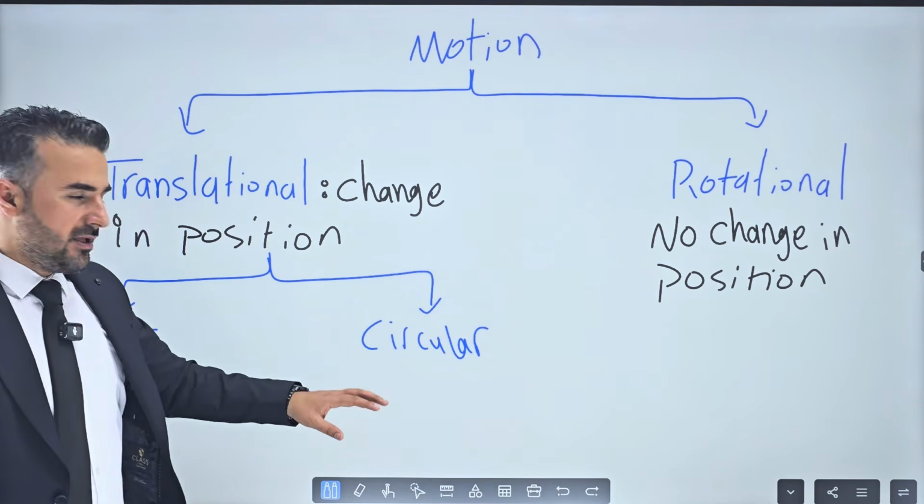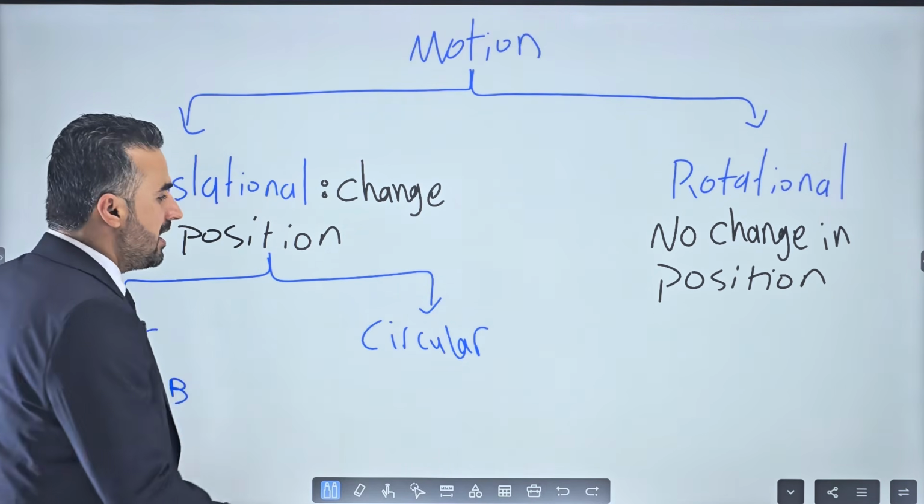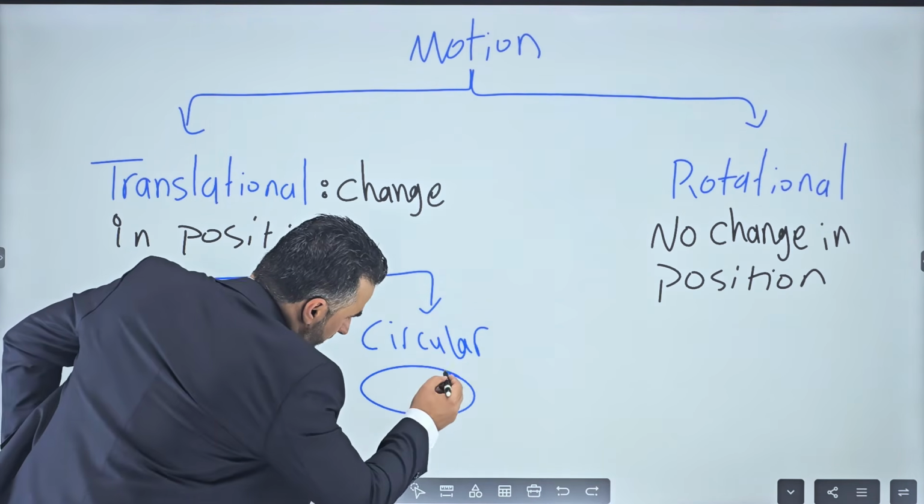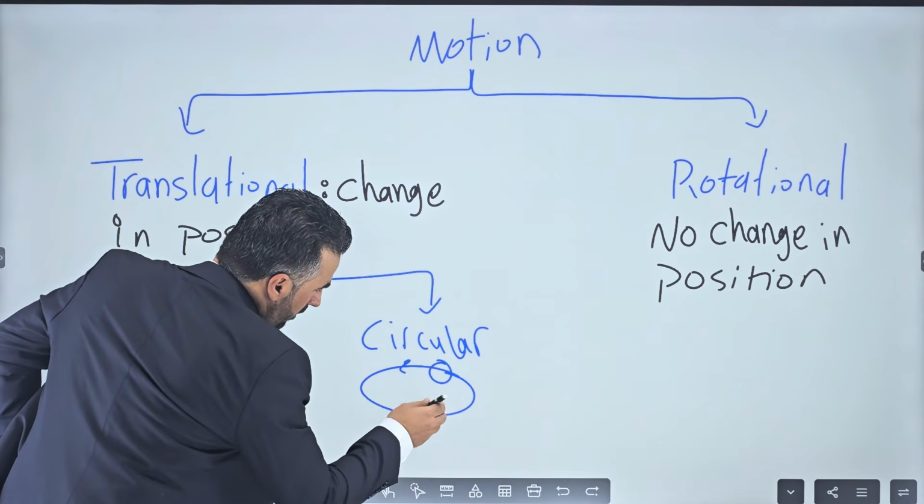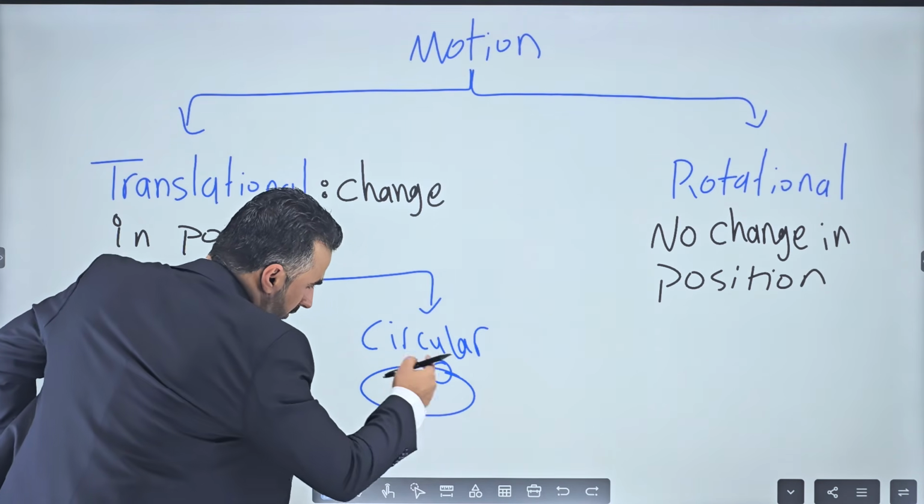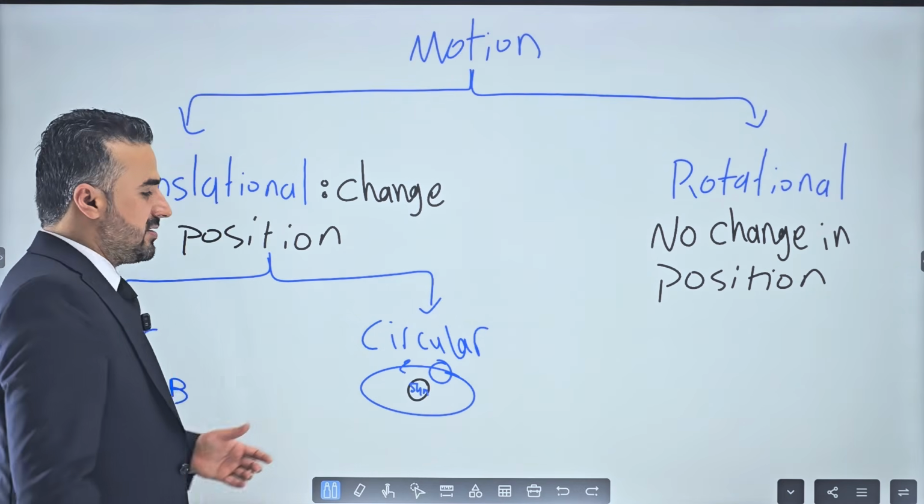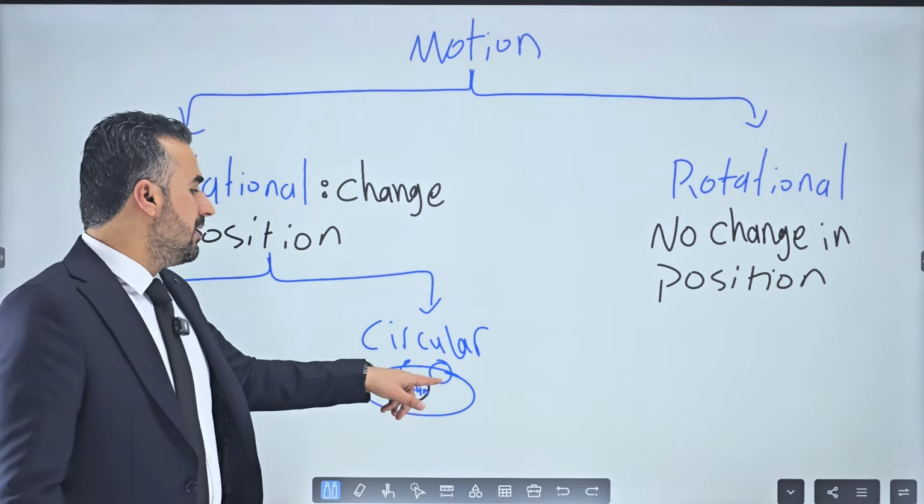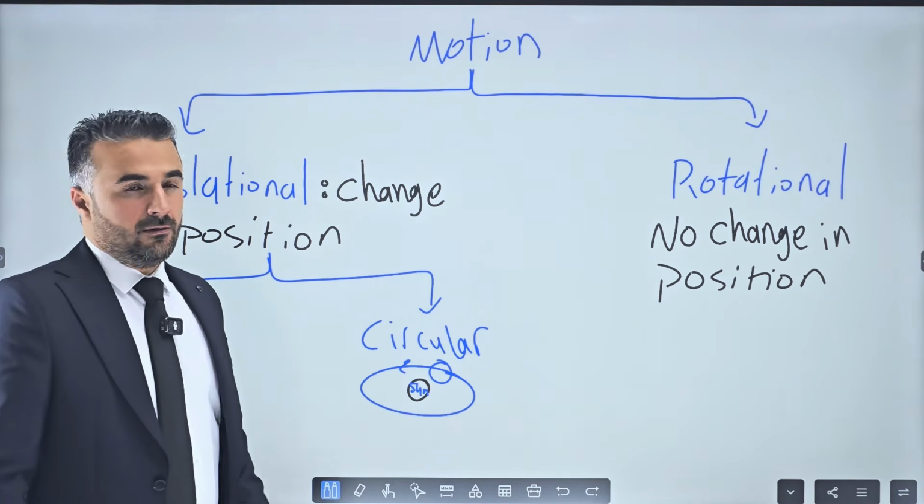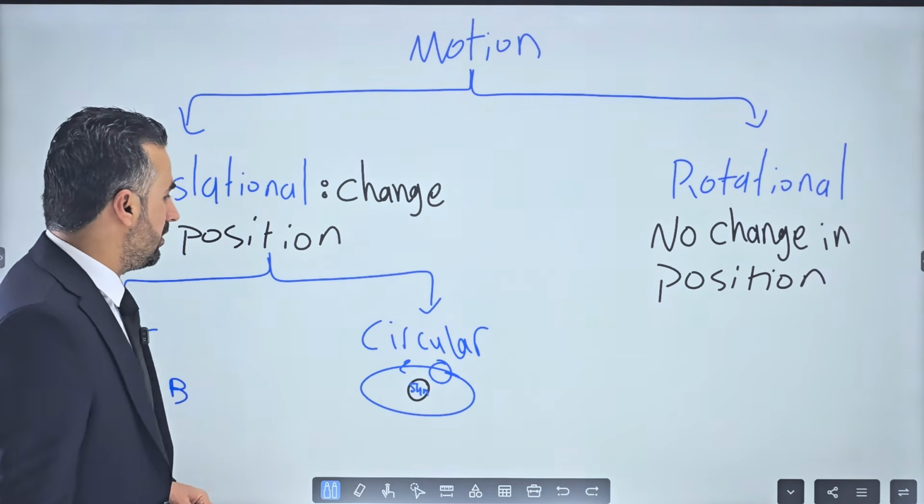What about circular? I think it is pretty obvious from the name. That is the motion of an object that is moving in a circle. We know that Earth orbits or revolves around the sun, right? How is the path? It is a circular motion. Or it could be any other object that is moving in a circle. That is called circular motion.